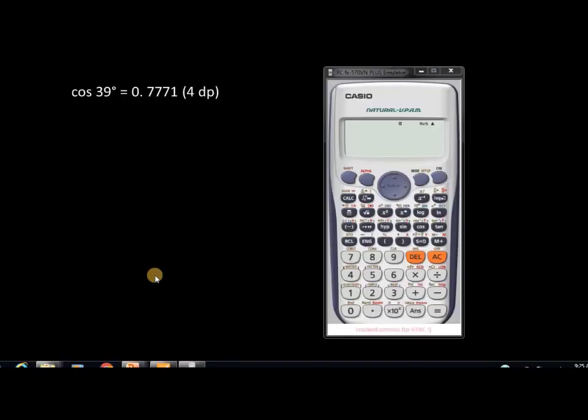The answer to this question is cosine 39 equals 0.7771 to 4 decimal places. Here is how you do this on a calculator. First you click cosine, then you put 3, 9, close bracket, then equals. This number is the long answer. We don't want a long answer, we want 4 decimals.